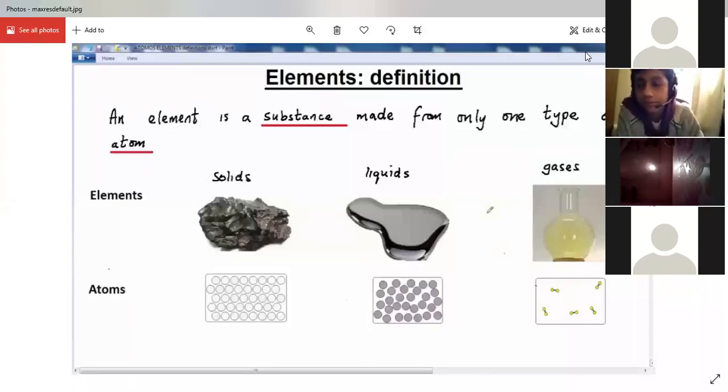And also they are showing us few examples of elements as solid, liquid, and gases, all right? And all these states are made up with a single atom only. Okay, a single type of an atom. I'm not talking about quantity, but I'm talking about the type, right? Solids, liquids, or gases. So this becomes your atom. This is the definition of it.